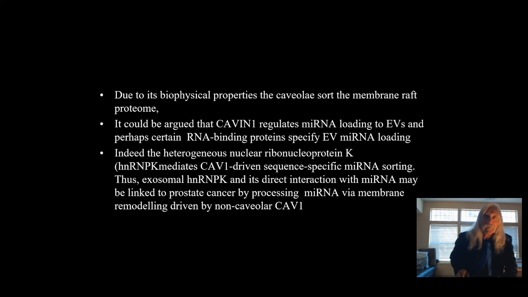That's right, and here we go. Final component of this very short description of this paper. The heterogeneous nuclear ribonucleoprotein K, HNRNPK, actually mediates the CAV1. Remember, that's the caveolin 1 protein that's found in the membrane naturally. It's not the cytoplasmic one, the cavin. HNRNPK mediates CAV1 dependent sequence specific microRNA sorting into the caveolae and also into these vesicles.